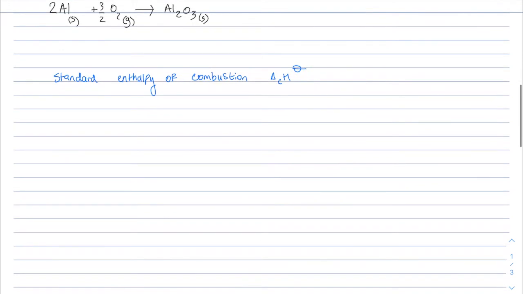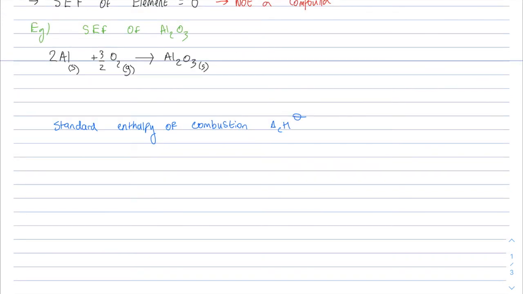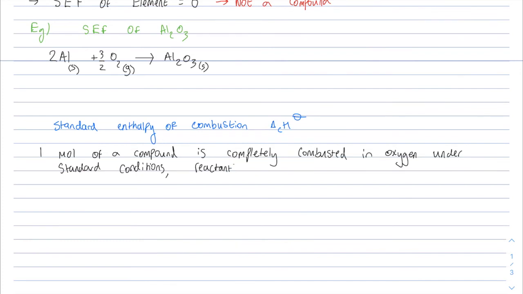So let's move on to the standard enthalpy of combustion. Standard enthalpy of combustion is the enthalpy change when 1 mole of a compound is completely combusted in oxygen under standard conditions. Reactants and products are in standard states. So, standard enthalpy of combustion is when 1 mole of a compound is completely combusted in oxygen under standard conditions, and reactants and products are in standard states.